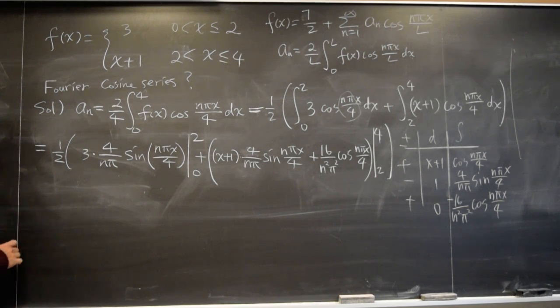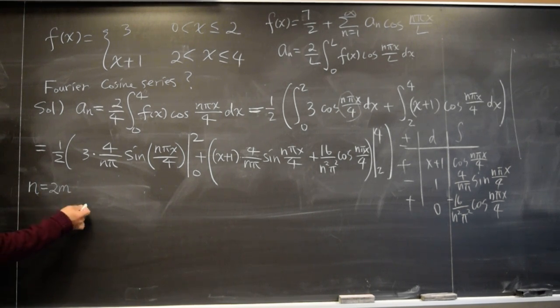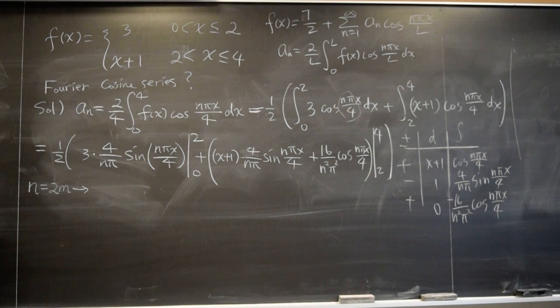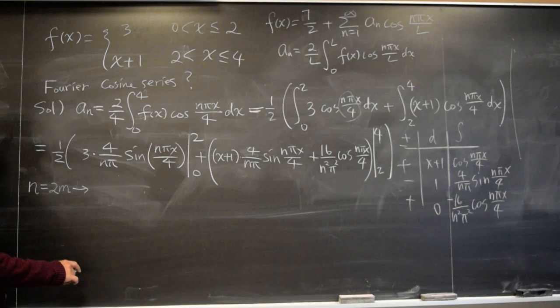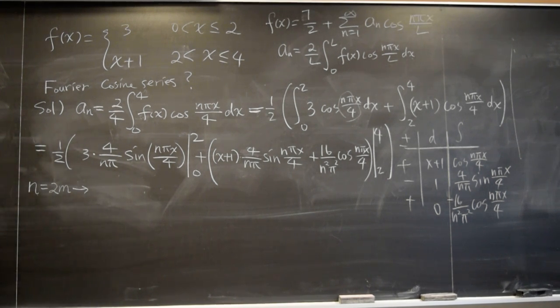All right, so let's try this. When n is equal to 2m, if it's even, let's see what we get. Why is it m? I mean, how do you write even? What's an even number? Any multiple of 2, that's an even number, right? So I made it a multiple of 2: 2 times some number. M is some positive number.